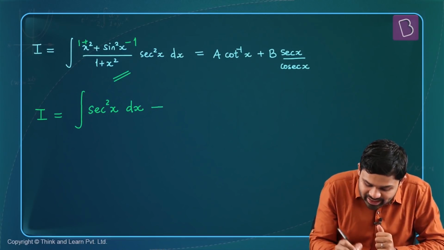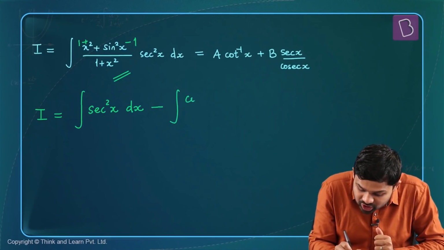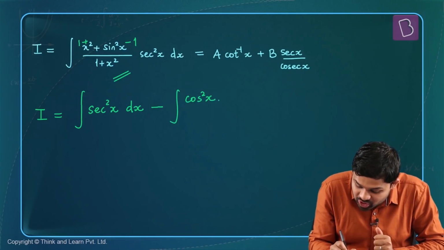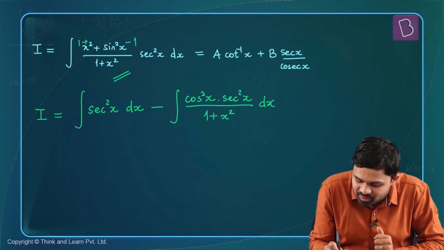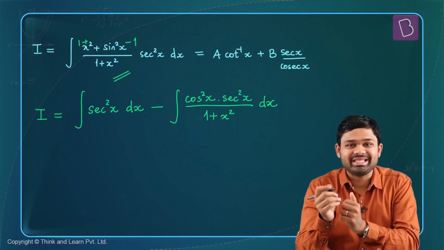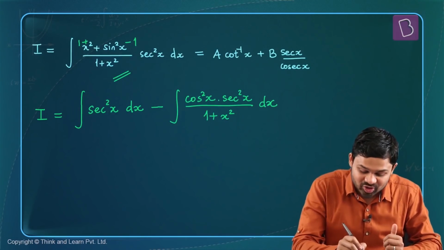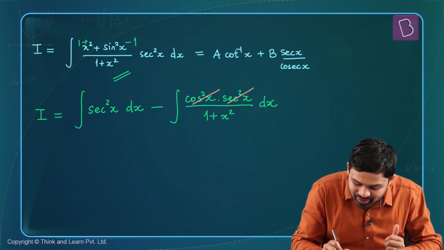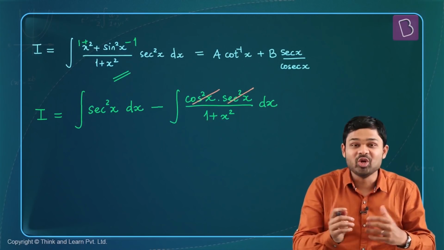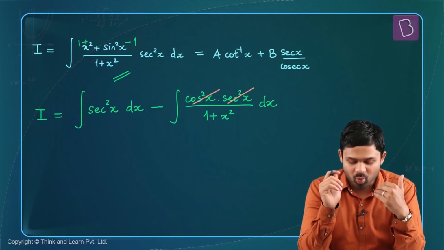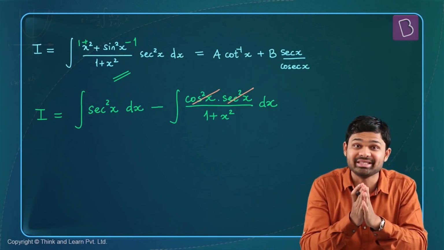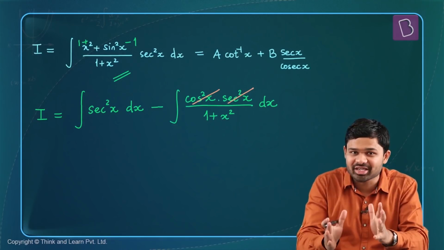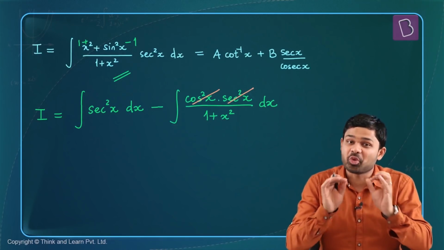So I have a negative of a cos square x into secant square x divided by 1 plus x square dx. Now, what is secant? Secant is 1 upon cos. So cos square x and secant square x, they cancel out. So that gives me 1 upon 1 plus x square with a minus sign. I again know how to integrate this. So see, divide and conquer helped us to integrate this very easily.